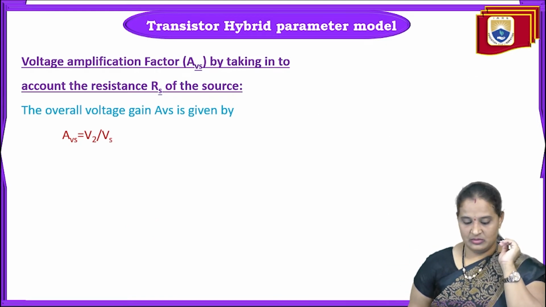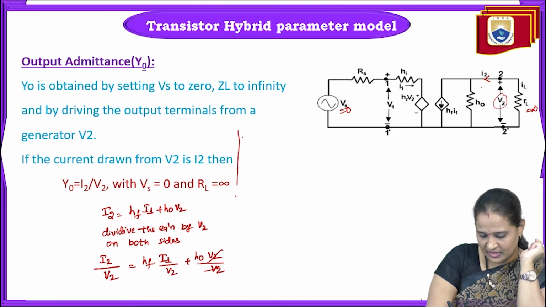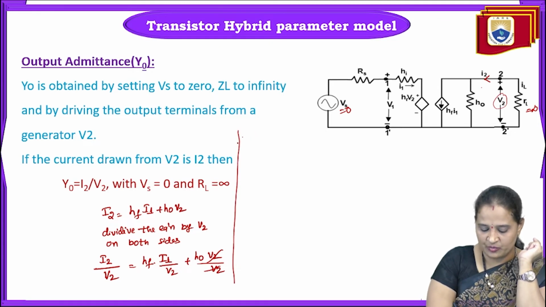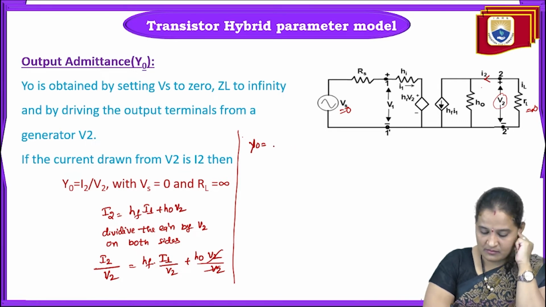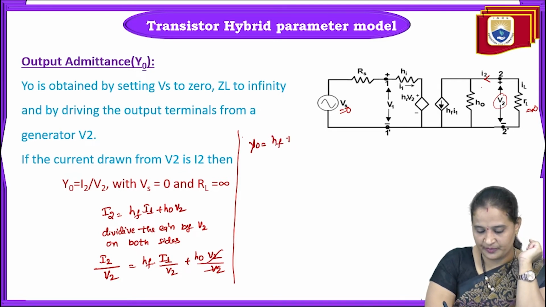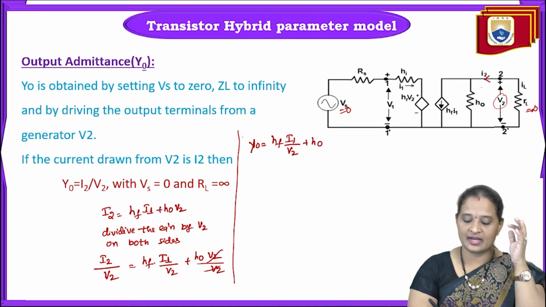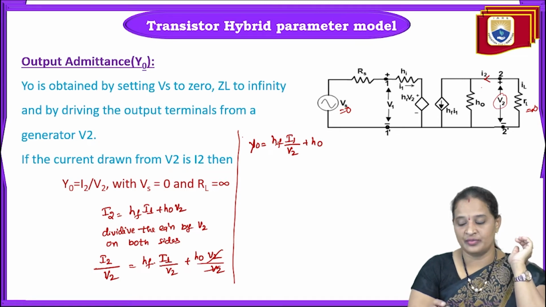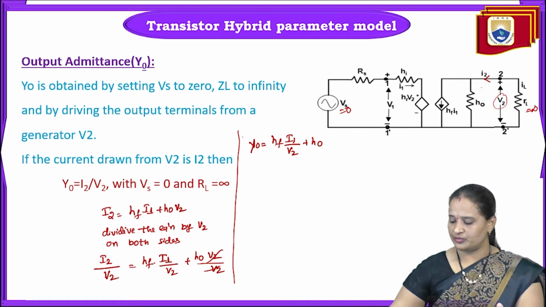If it is cancelled, then what remains? I2 by V2, which is given by Y0, equals HF into I1 by V2 plus HO. Now we need to calculate this value, I1 by V2. So how do we calculate this I1 by V2?